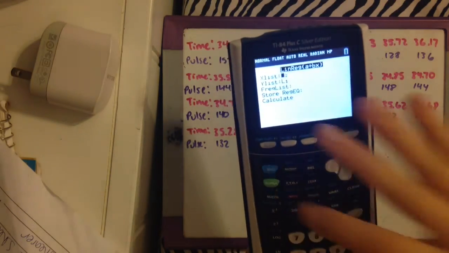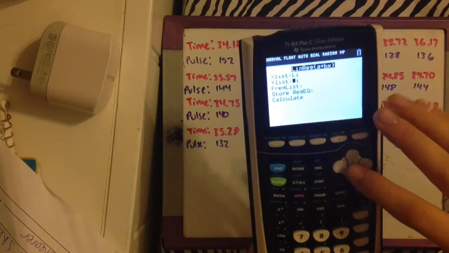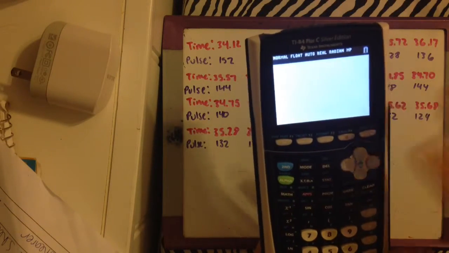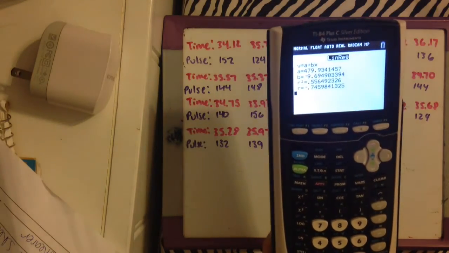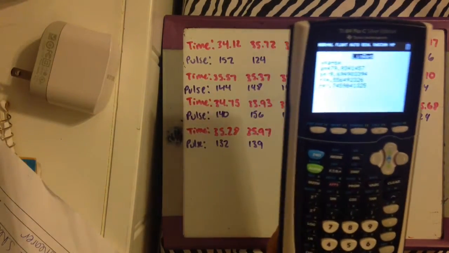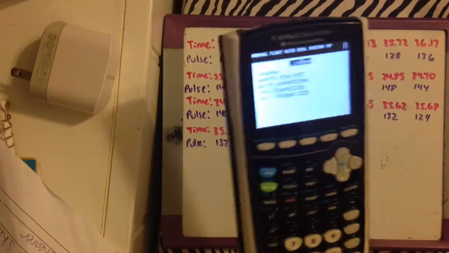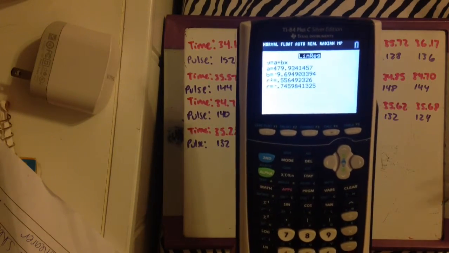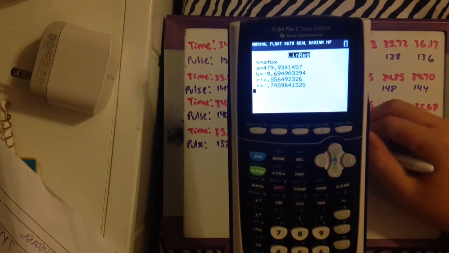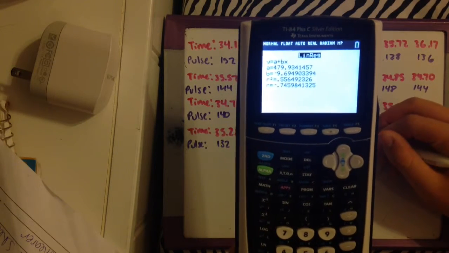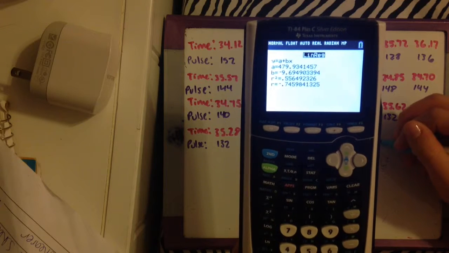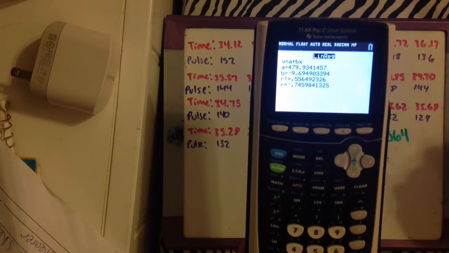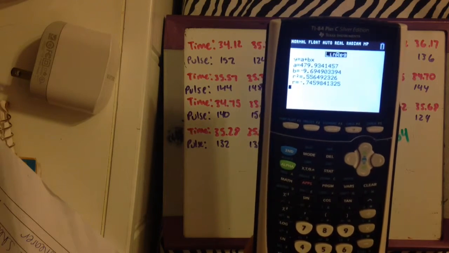Make sure our X-list is L1. You can get second, L2 for the Y. Hit calculate. To find the correlation of our data and prove that it is an appropriate model, we're looking for an R squared. And we want the R squared to be as close to 1 as possible. So we're going to write down that the linear R squared is 0.5564. Go out 4 decimal places.